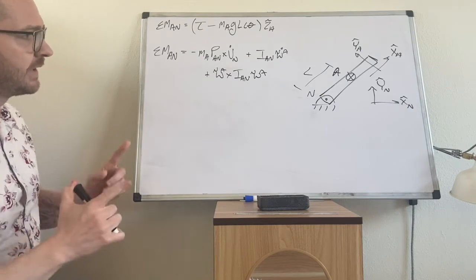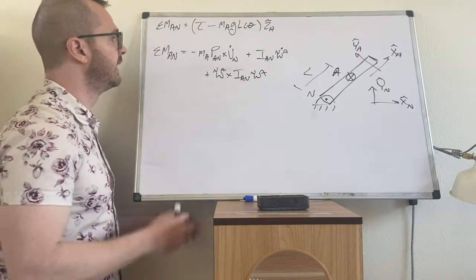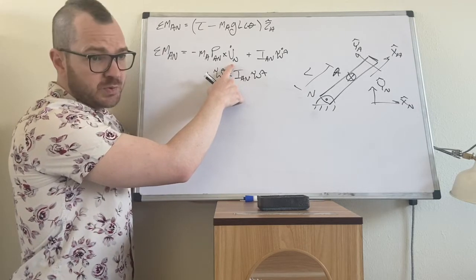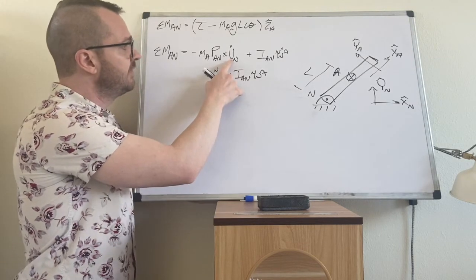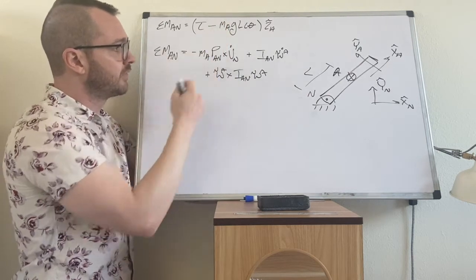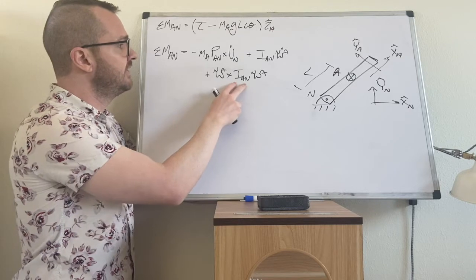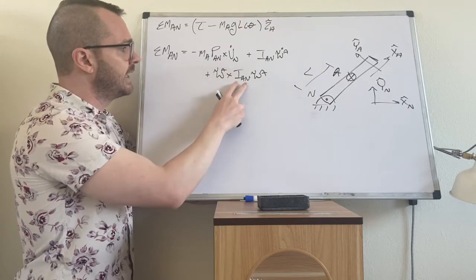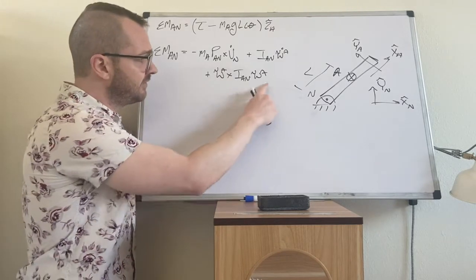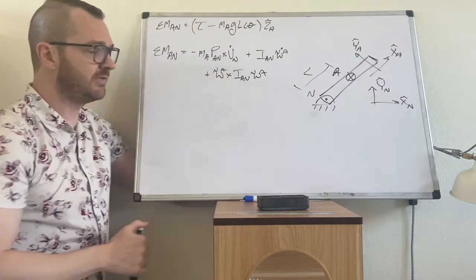There is a little simplification we can do for this problem. Since we are taking the moments about the pin joint, and that pin joint does not move, then Vn dot is going to be 0. So that whole term is gone. And let's next sort out IAN. In the previous method, when we did sum of moments about A, this term went to 0. So let's see if it goes to 0 now.